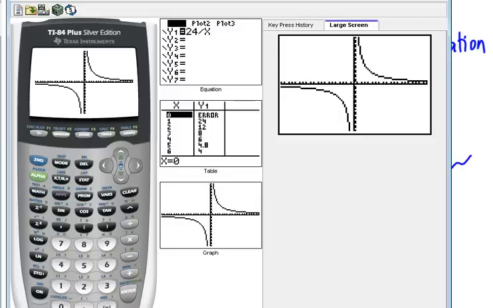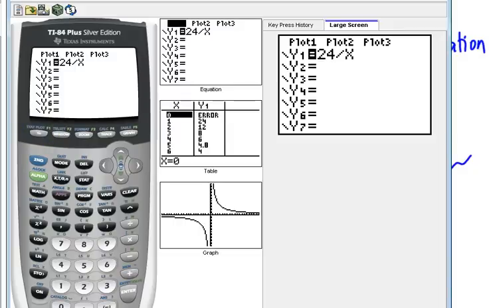So a couple things we want to look at in this graph. You see that you've got two different graphs and it's curving. What I want you to look at now is what happens if we made it negative 24 divided by X. Where are our graphs? What quadrants are they in? 1 and 3, because it goes 1, 2, 3, 4. So 1 and 3. Let's go back to y equals.